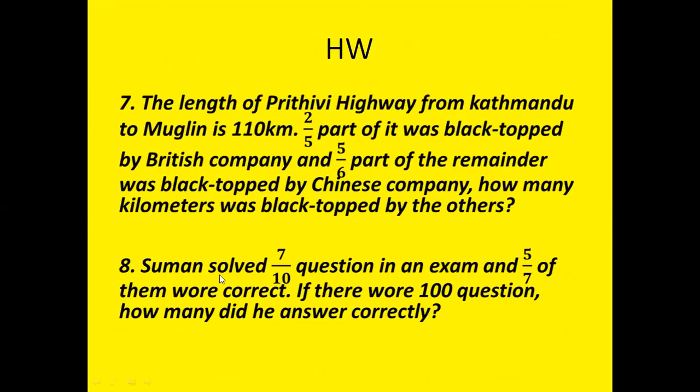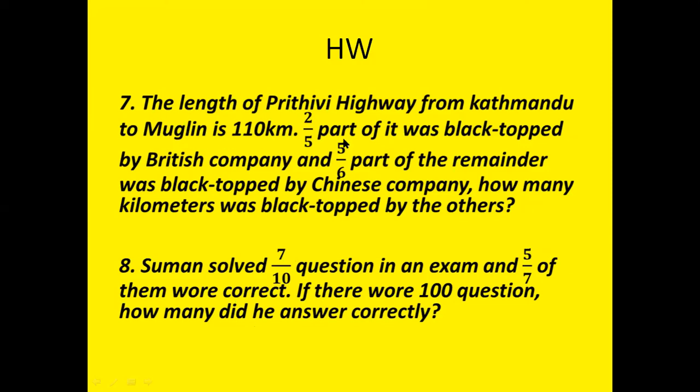Okay, it's very easy. Look here at number 7, 7 by 10 questions solved by Suman. Total questions were 100. 7 by 10 into 100 means 10 tens are 100, then 70 questions are solved. From 70 questions, how many are correct? Correct questions are 5 by 7 into 70. That means 7 on the 7, 7 tens are 70, then 10 into 5 is 50. 50 questions are solved correctly.